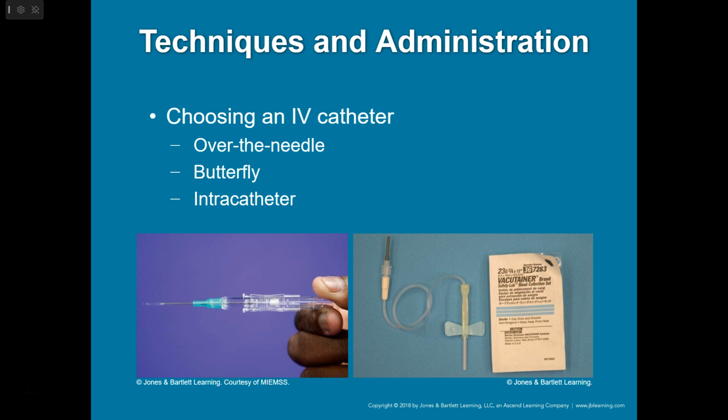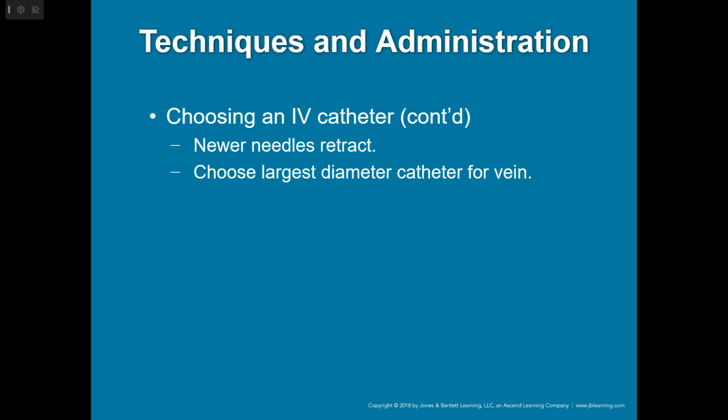It's just a piece of plastic. So they can still bend and everything. Whereas the butterfly needle or an intracatheter, that needle is staying inside the vein there. So there's a higher risk of them moving around and actually puncturing all the way through that vein. Newer needles retract. Depends on where you work, what system you're in. You might have the auto retract, you might not.